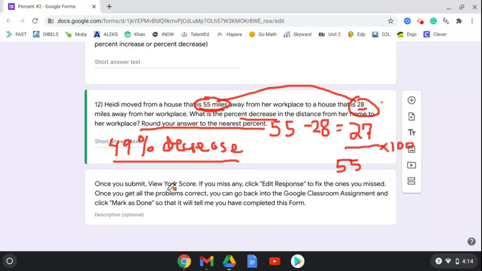Okay, you try the other ones. Once you submit, view your score. And if you miss any, click edit your response to fix the ones that you missed so that eventually you get every problem correct. So that eventually you get a 12 out of 12.